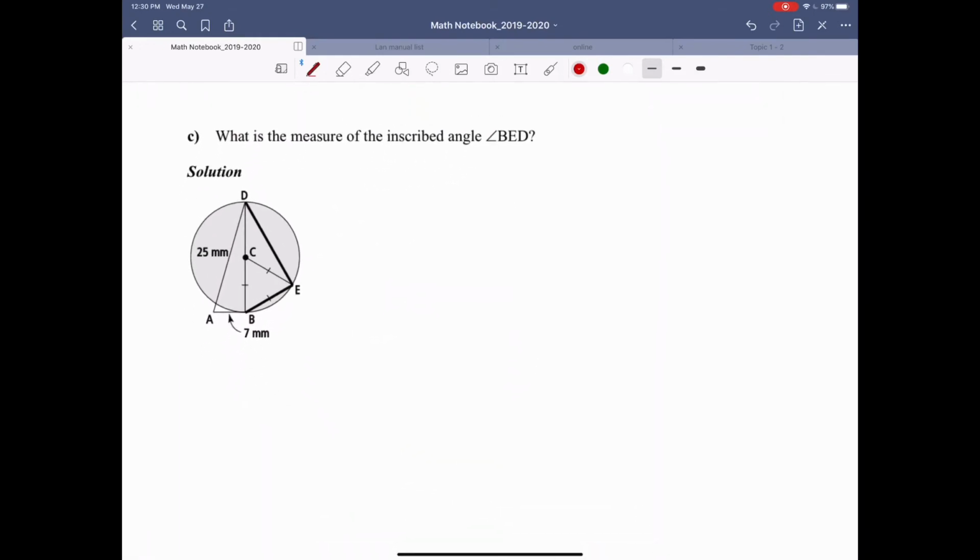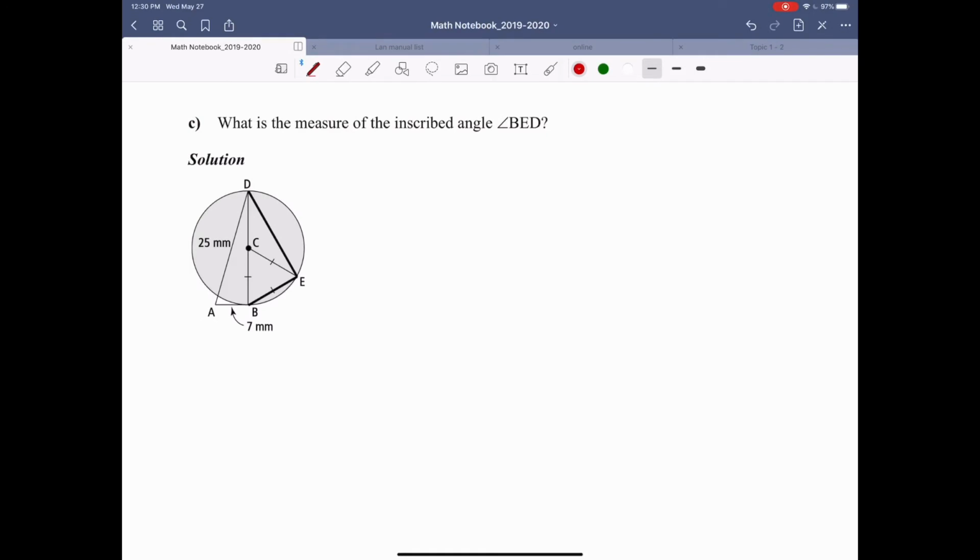So what is the measurement of the inscribed angle BED? This one here. It looks like 90 degrees. But you cannot just say it's 90 degrees because it looks like 90 degrees. Nobody will count you right on that one. You have to know how to prove it. So the only thing you know is that this angle is made up of this red one and this green one. We just have to add the red and green up.